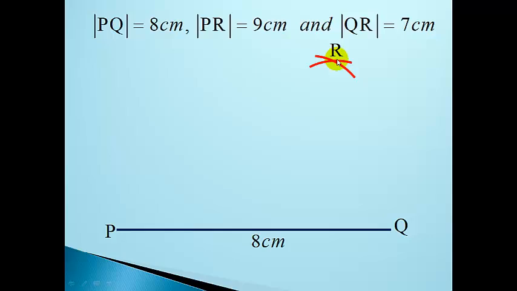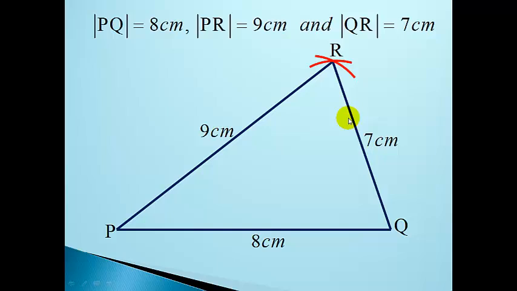PQR is a triangle, so we need to draw a straight line from P to R as shown. That is the straight line drawn from P to R, and the distance is 9 centimeters because we were given PR to be 9 centimeters from the question. We also draw a straight line from Q to R, and the distance is 7 centimeters, also given in the question. So we now have our triangle PQR with PQ 8 centimeters, QR 7 centimeters, and RP 9 centimeters. So that is how we construct a triangle when we are given three sides.